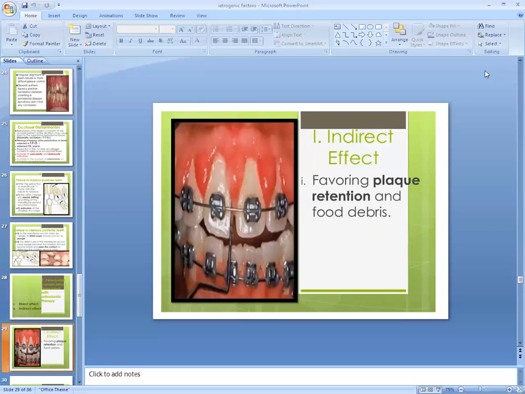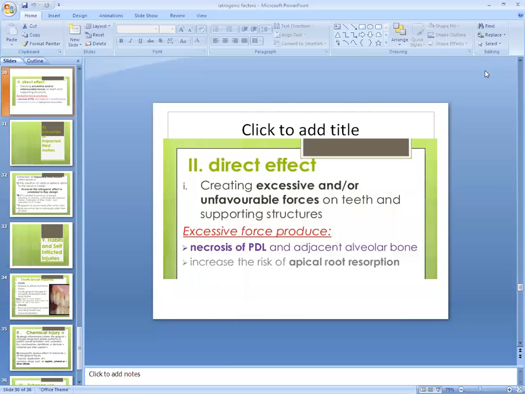The indirect effect favors plaque retention and food debris, resulting in periodontal disease. The direct effect creates excessive unfavorable forces on the teeth and supporting structures. Excessive force results in necrosis of the periodontium and alveolar bone, which increases the risk of apical root resorption.